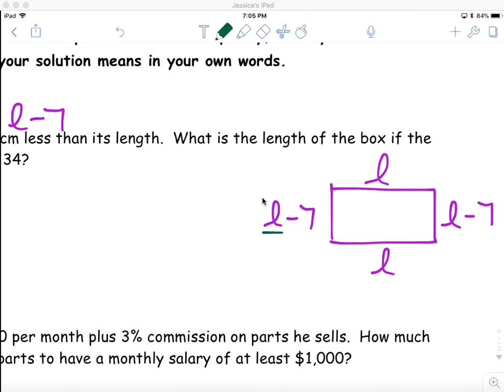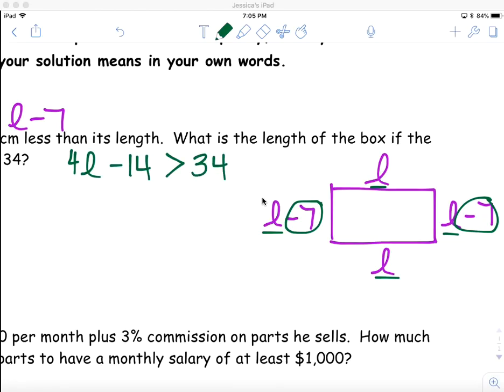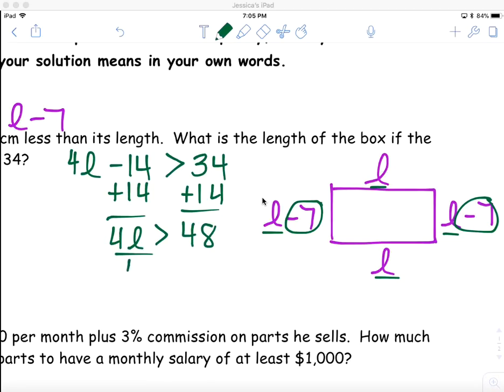So if I add L plus L plus L plus L, that's going to become 4L. Negative 7 and negative 7 combine to give me negative 14. And we know the perimeter is more than 34. I'm going to solve this just like normal. I'm going to add the 14 to both sides. And 4L is greater than 48. Then I'm going to divide by 4. And I know that the length has to be more than 12.